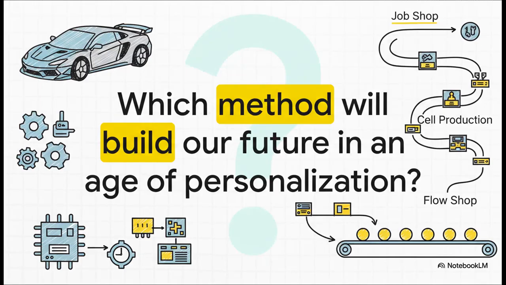And you know, that leaves us with a really fascinating question to chew on. As we all demand more and more customized products, personalized cars, bespoke electronics, will the future start to favor the flexibility of the job shop and cell production, or will the brute force efficiency of the classic assembly line always have its place? The answer to that is going to shape the things we all buy and use for decades to come.